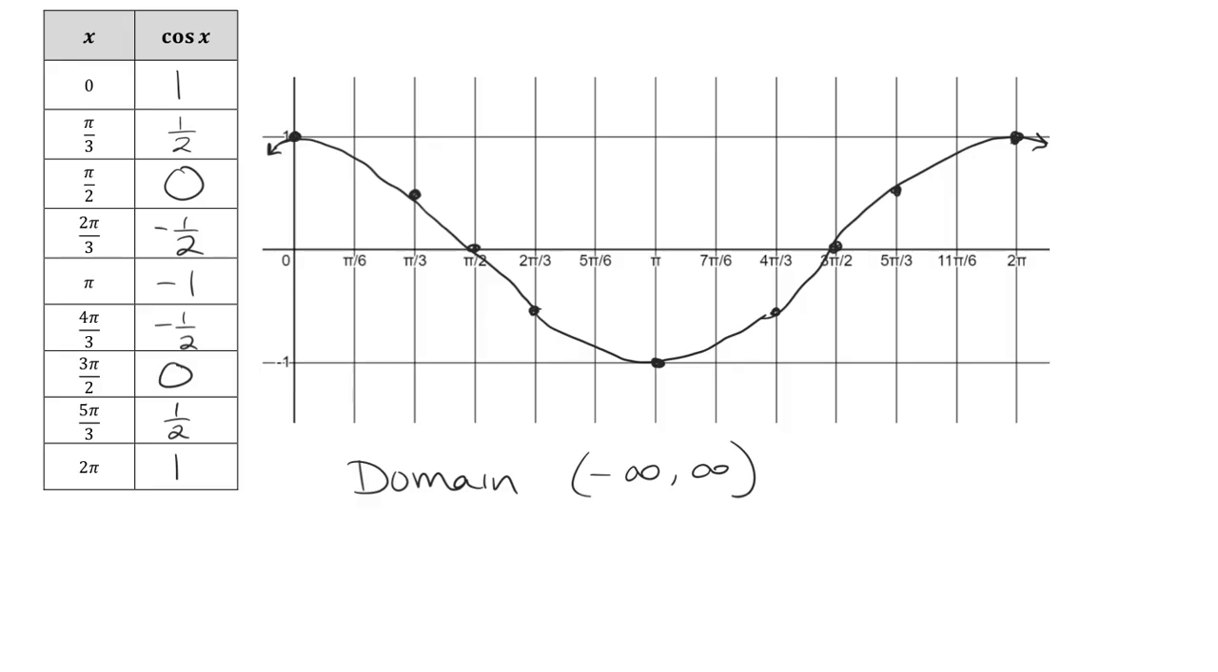What's the lowest this graph goes to? Negative 1. What's the highest this graph goes to? 1. So since its minimums and maximums are negative 1 and 1, and they don't extend anywhere else beyond that, the range is just from negative 1 to 1.